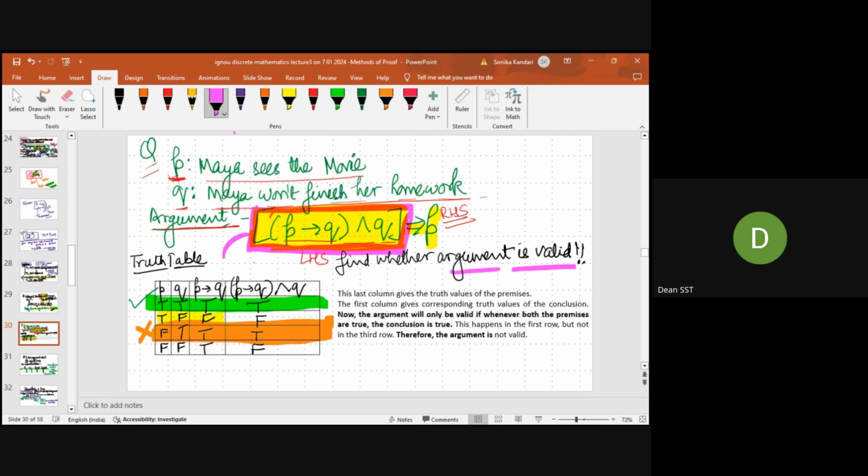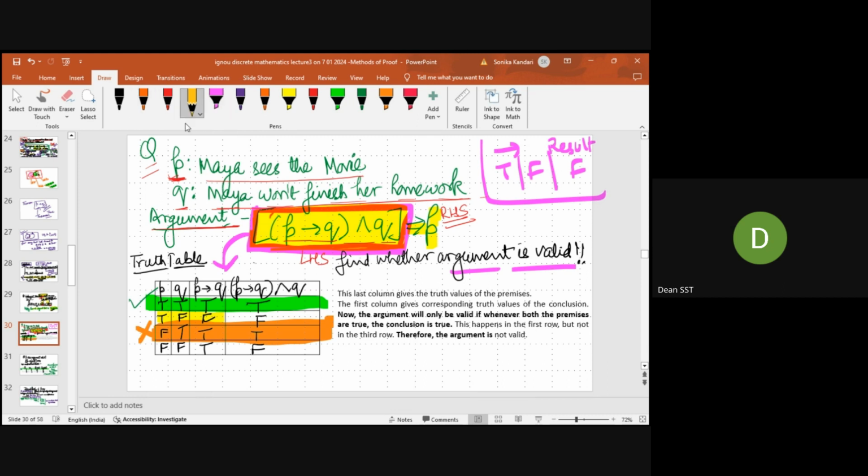What will we do? Just create the truth table. Can you create a truth table for this? What are the results of P implies Q? P implies Q, for the true false combination, gives false. Make it very clear: for the true false combination, the result is false.